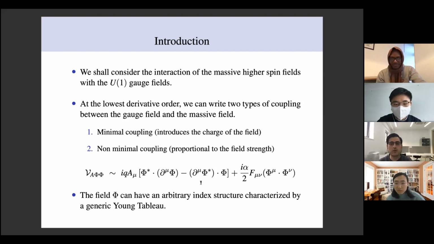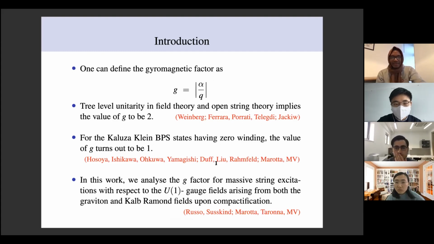The field phi in this expression can have an arbitrary index structure, which is characterized by a generic Young tableau. Now one can define the gyromagnetic factor as a ratio of these two coefficients, alpha by Q. Tree level unitarity in field theory and open string theory implies the value of G to be 1. For Kaluza-Klein BPS states having zero winding, the value of G turns out to be 1. In this work, we analyze the G factor for massive string excitations with respect to U(1) gauge fields, which arise from both the graviton and Kalb-Ramond fields upon compactification.